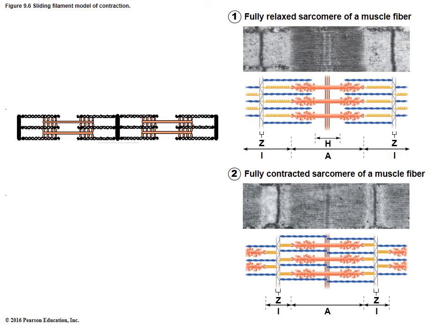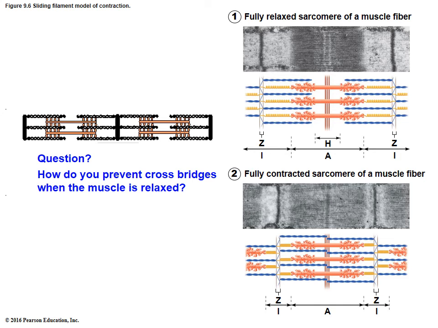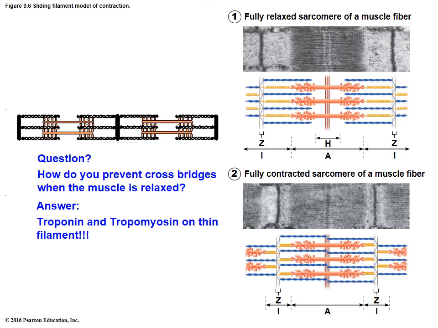Now, as you're looking at these illustrations, hopefully a question that comes to mind is how do we prevent cross bridges from forming if we want the muscle to be relaxed? How do we prevent the myosin head from interacting with the actin binding site if we don't want the muscle to form a cross bridge, if we don't want the muscle to start contracting? Well, for that, we're going to have to take a look at what troponin and tropomyosin do for the whole process. So let's take a look at this little illustration that's going to pop up.